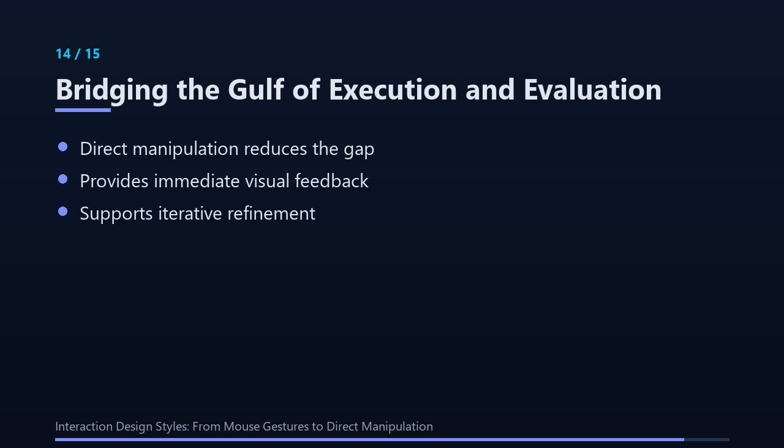This tight feedback loop encourages iterative refinement. The user can make small adjustments, observe the result, and continue until satisfaction is achieved. Consequently, tasks become more efficient, error rates drop, and users feel more in control of the interaction.